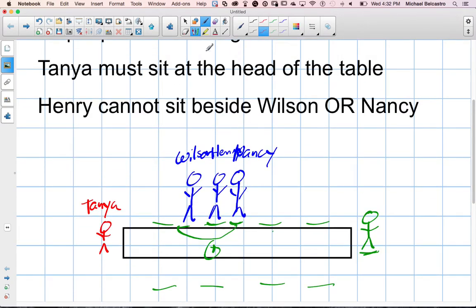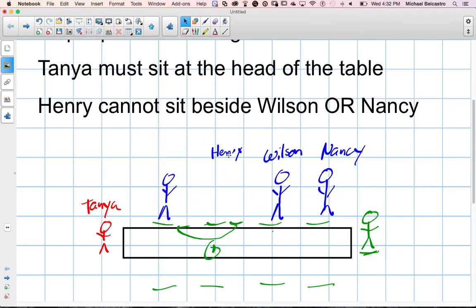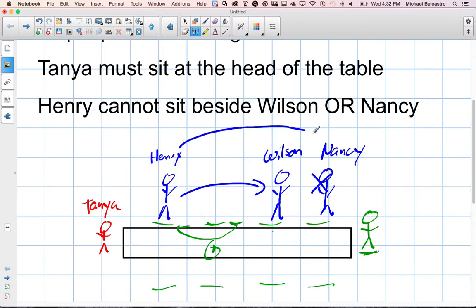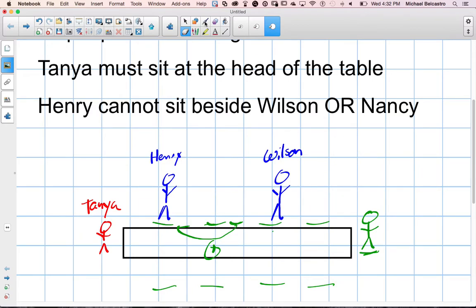Okay. Now, this is where it gets tricky. It gets tricky here because we have to figure out the other possibility, when Henry is beside Wilson and not beside Nancy, and vice versa, when Henry is beside Nancy and not Wilson. And what that means is we could couple Henry and Nancy together. I'm just going to redraw them now. Okay. We could couple them together. There's our Nancy. So good at drawing. Okay. We could have Henry beside Nancy. And we could couple them as one unit.